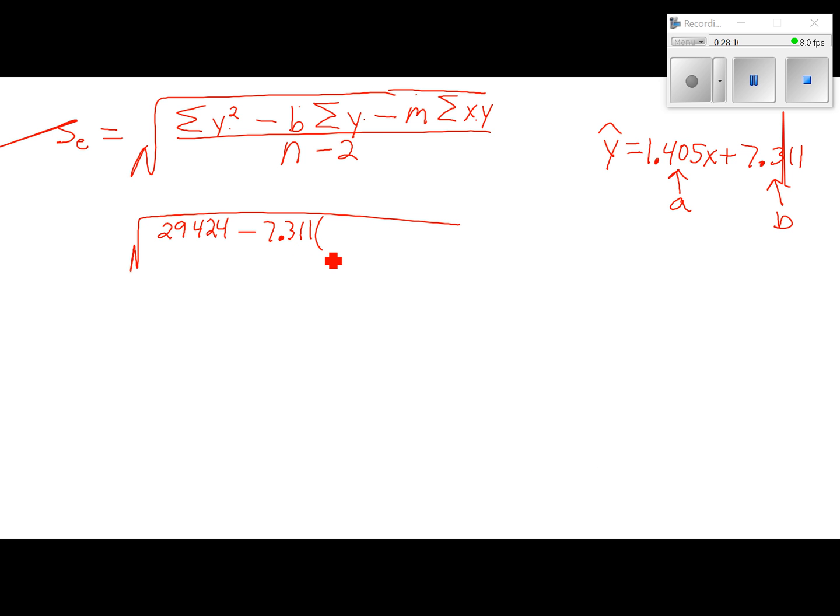Times the sum of the y's from our chart that we just got done doing. The sum of the y's was 452. Minus the slope, which is your A right here, 1.405, times the sum of x times y, which from our chart again was 18,240.